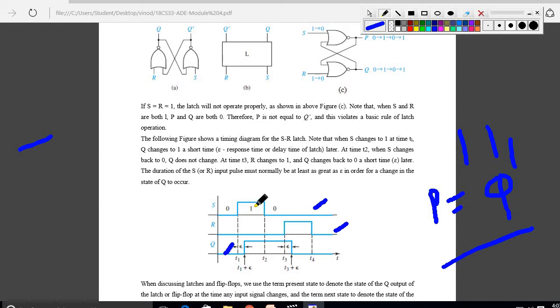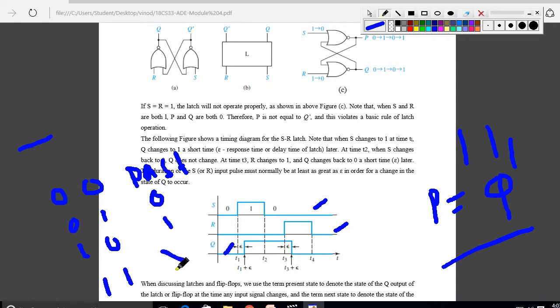Okay, so when it is 1 0, what should the output be? According to the truth table you have to write the timing diagram. So first write the truth table: 0 0, 0 1, 1 0 and 1 1. When both are 0 0, the previous value, right? The past value. If 0 1, it means reset, so 0. 1 0 means 1. 1 1 means we should not write anything because this is don't care. We already know this condition from the test, right?